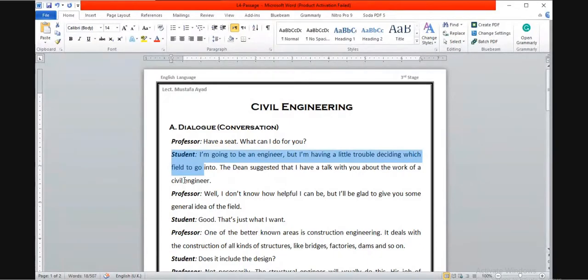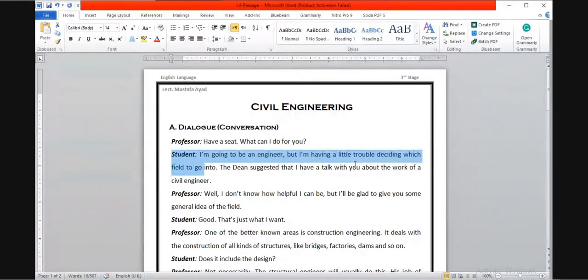What's the problem with the student? He has trouble deciding which field, part, branch or type he wants to go into. To the engineering. You mean the field of civil engineering. He's just studying civil engineering and he doesn't know which field. By the way, there are a lot of fields in civil engineering. Thank you, Noor Abbas. That's a good reading and good clarification.